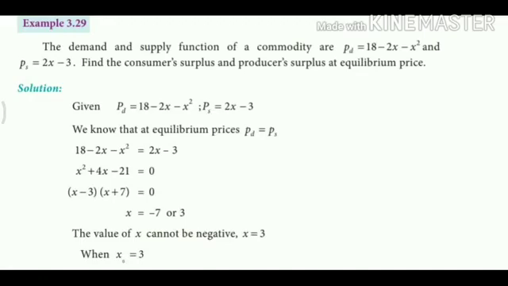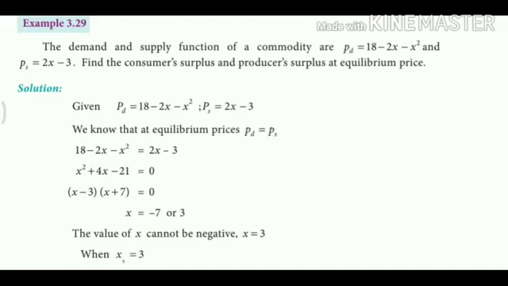The demand and supply functions of a commodity are: price PD, that is the demand function, PD equals 18 minus 2x minus x square, and PS, that is the supply function, equals 2x minus 3. Find the consumer surplus and producer surplus at equilibrium price. Here x is not given. We find this x by applying the equilibrium condition, that is quantity demanded equals quantity supplied. At equilibrium, the supply and demand are equal. That is the point given here. So find the consumer surplus and producer surplus.